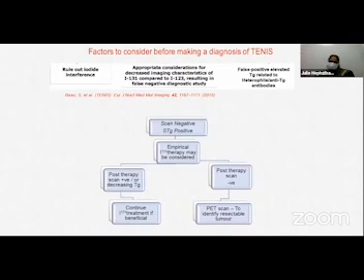Before terming a patient as thyroglobulin elevated negative iodine scan, that is TENIS in short, we need to rule out iodine interference and false positive elevated TG related to anti-TG antibodies.